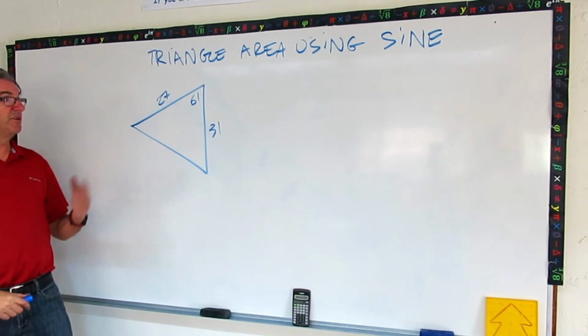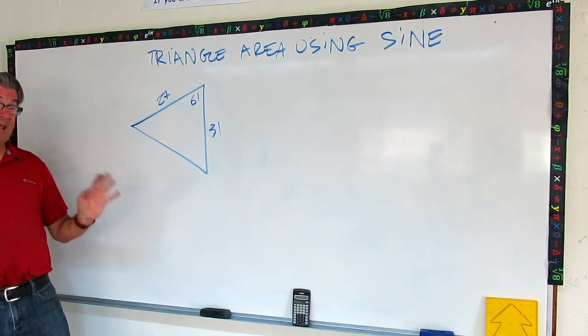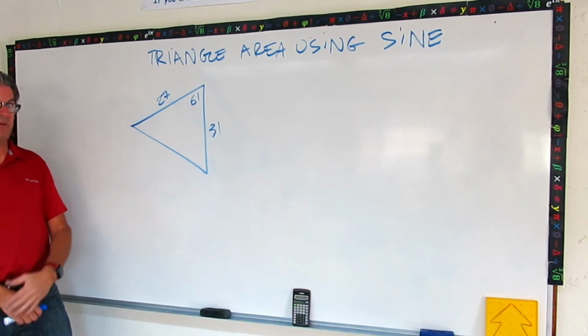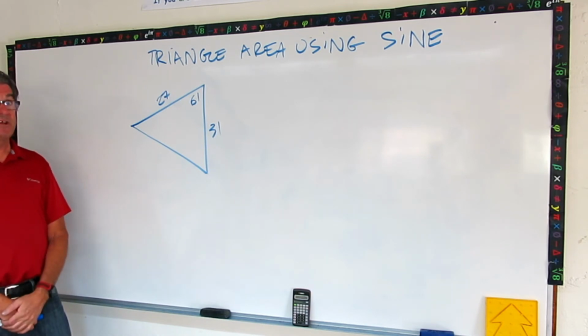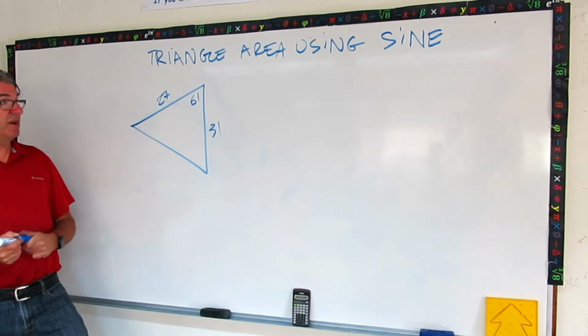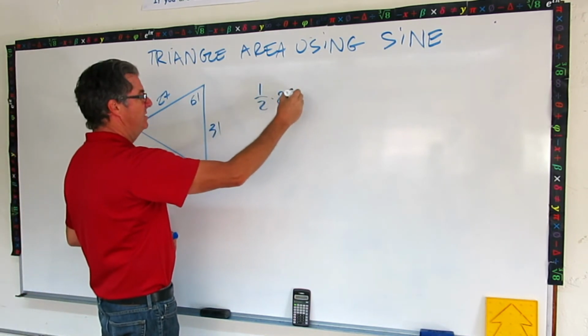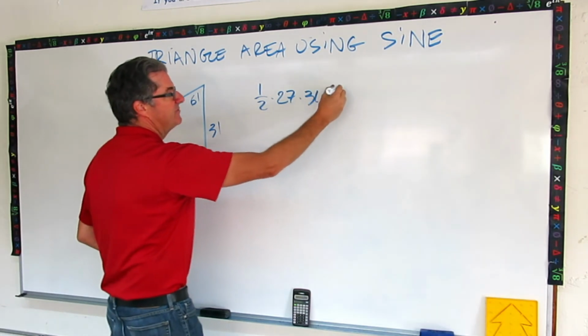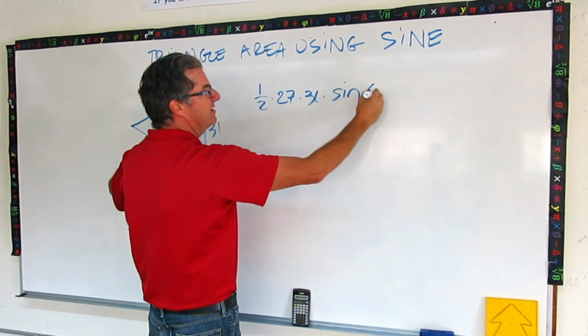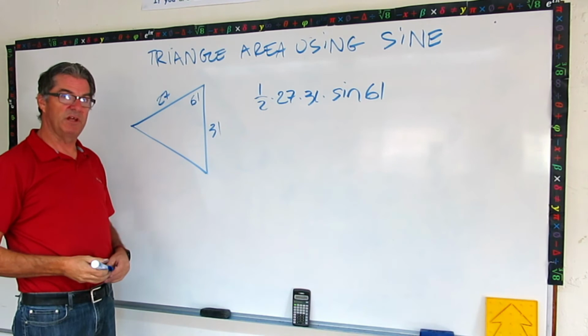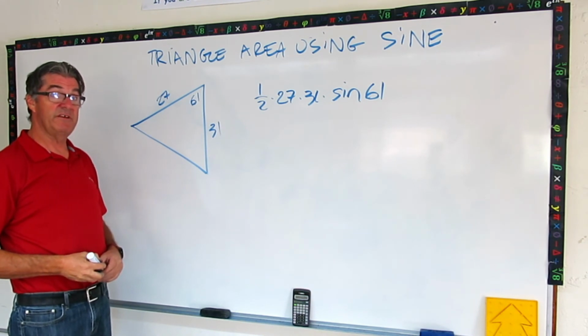Okay, here's another one for you to try. I drew the triangle in a different spot, didn't label any ABCs, but you should be able to figure that out. So first, write your plug-in step. See how you did. Okay, so this one's pretty straightforward. We'd be 1/2 times 27 times 31 times the sine of 61. Okay, so that's the plug-in step. If you haven't already calculated it, go ahead and do the calculation.